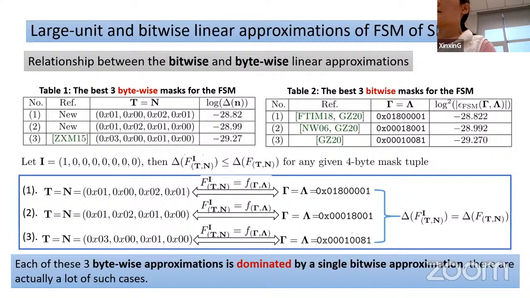We know that correlation attack can be more efficiently implemented by using bitwise approximations. Improvement over the large unit attack is natural for SnowB.